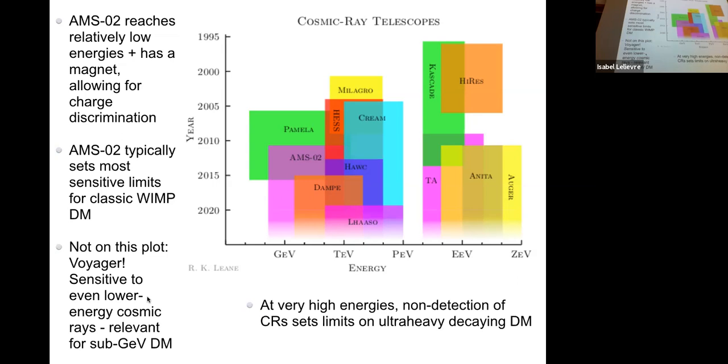That's a question. I see your bullet point down here about the super high energy cosmic rays setting limits on ultra heavy decaying dark matter. Are there other potential sources that we know of for these really high energy cosmic rays?